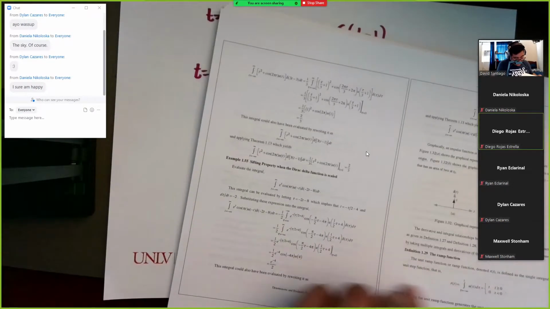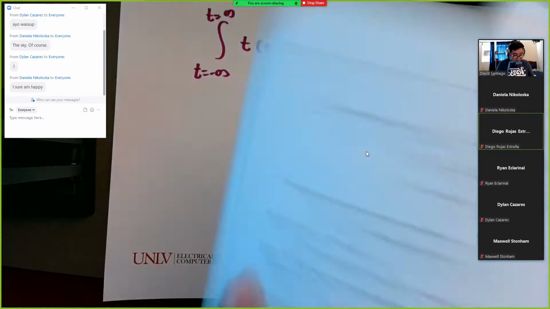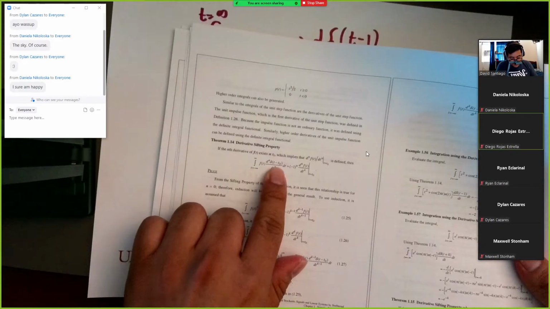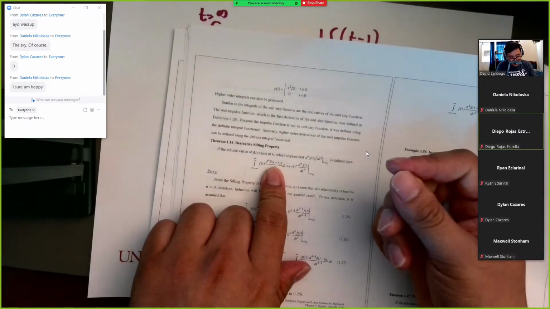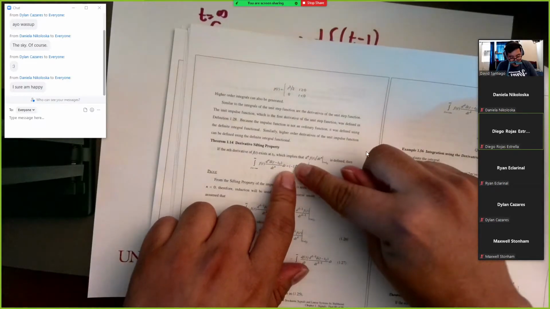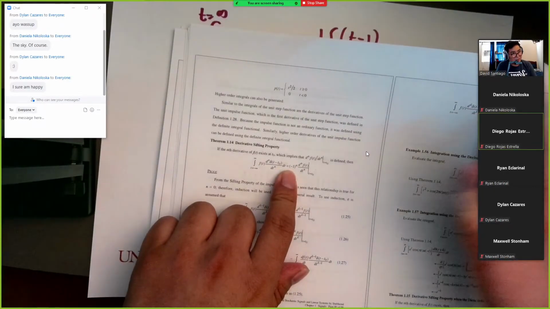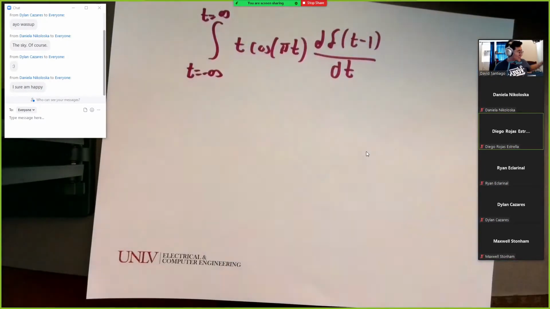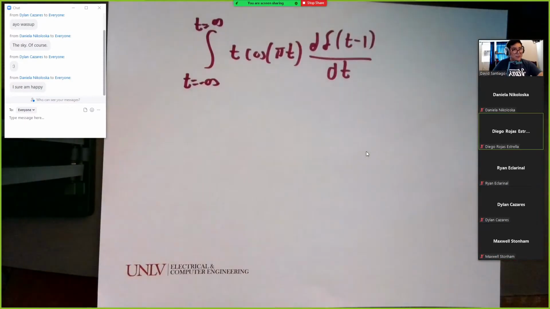There we go. Actually, he's got a good problem right there. As you can see, if you were given this derivative or d of a Dirac, you get this -1 depending on the n, however many derivatives you have, and then you just take a derivative of the function itself. So I want to make sure everyone can do this.